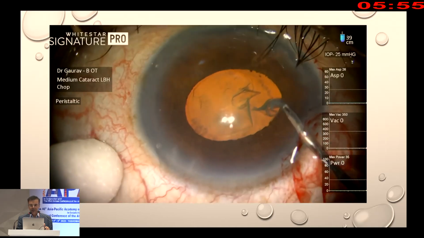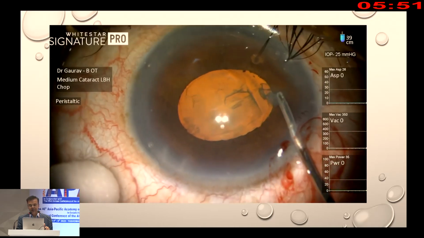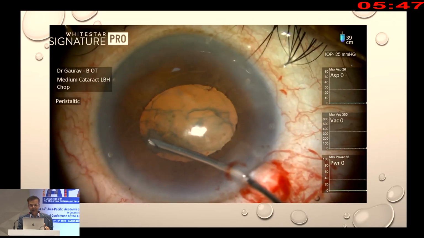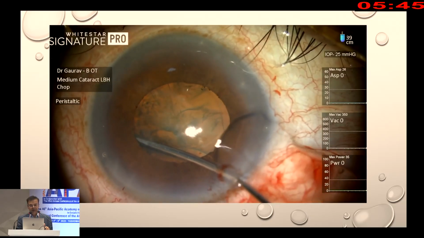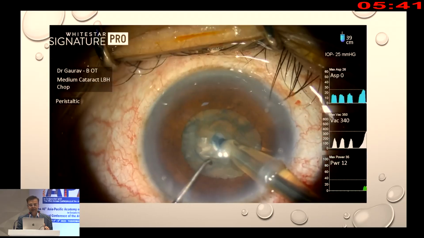So if you follow the principles, good Viscoat in the chamber, not only to protect the cornea but also to keep the pupil in place. While some people might want to use a heavy viscoelastic, I think that Viscoat does a great job of also tamponading and keeping the pupil out of the way of the phacoprobe, and also doesn't let it flutter as much.